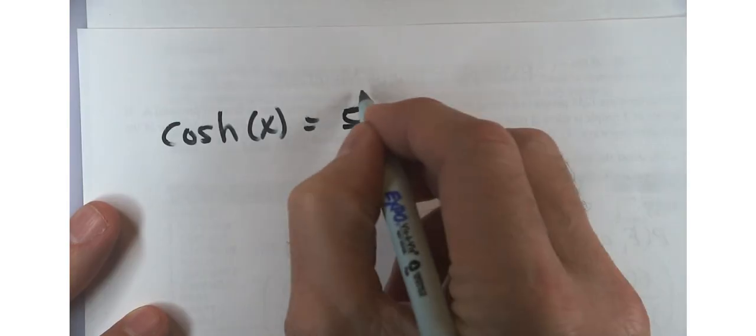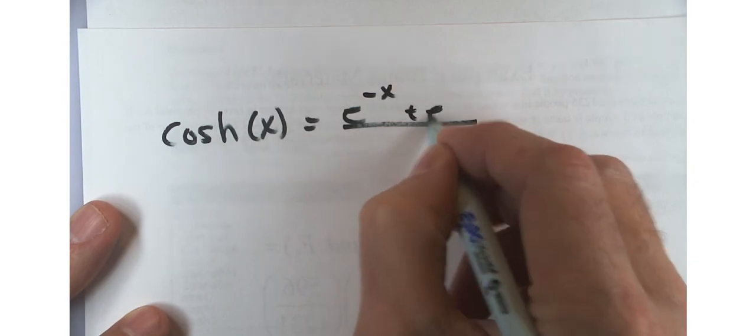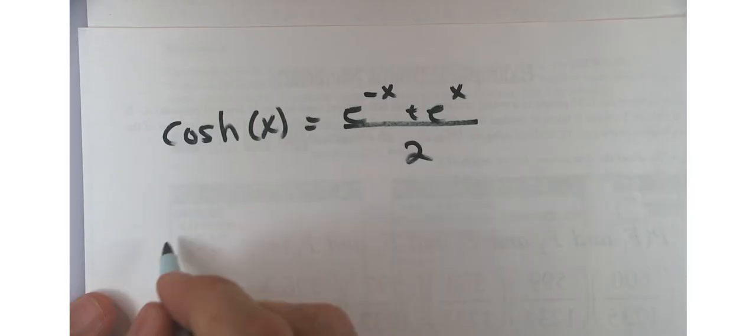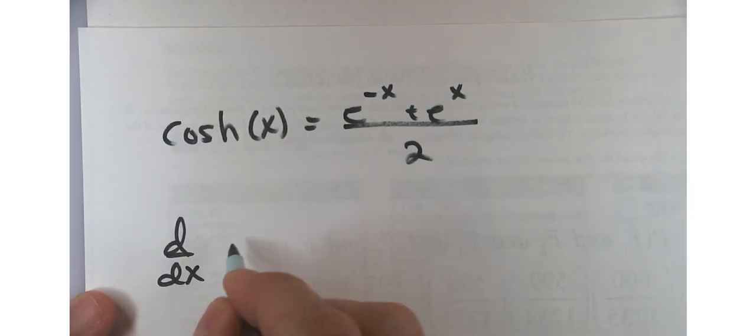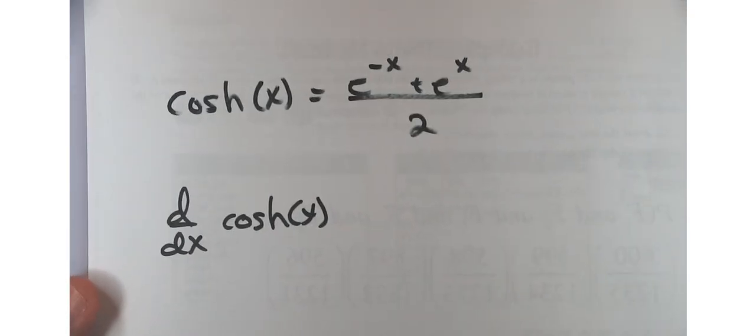I believe that cosh of x is defined in terms of some exponential functions. It's going to be e to the negative x plus e to the x, over 2. I believe that's your hyperbolic cosine. And you can use that to show fun things like the derivative d by dx of the hyperbolic cosine, cosh, is the hyperbolic sine.